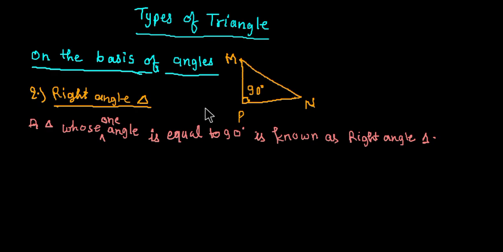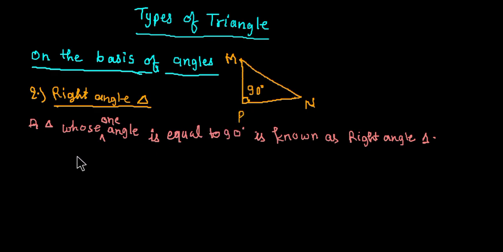In the right angle triangle, there cannot be two angles equal to 90 degrees. Why? If this angle is 90 degrees and another one is also 90 degrees, then the third angle will be 0 degrees. So a triangle could not be formed. Two angles of a triangle cannot be 90 degrees.